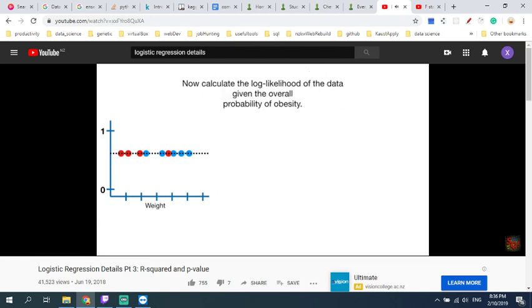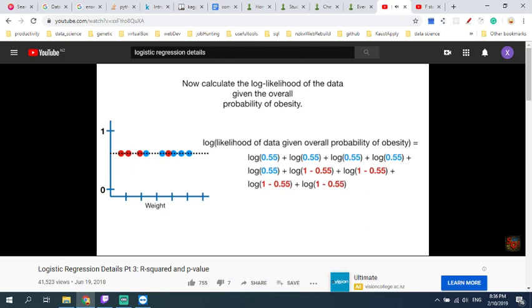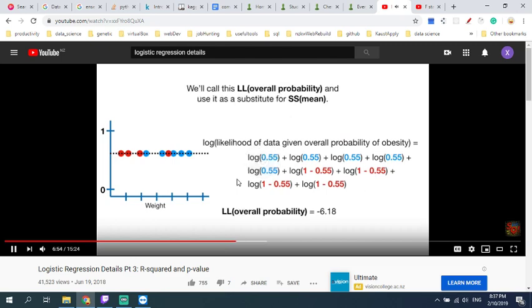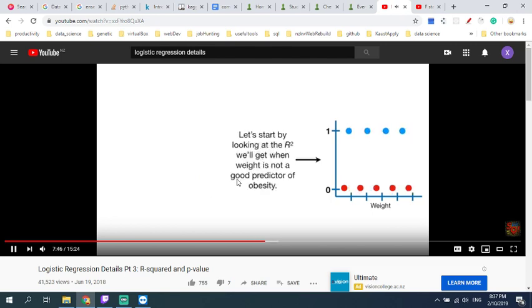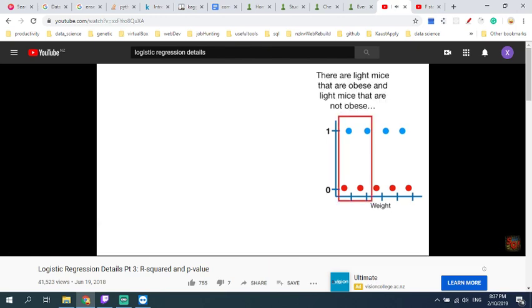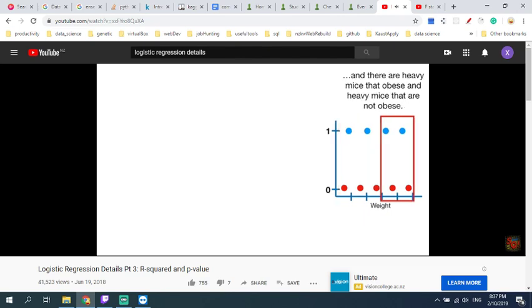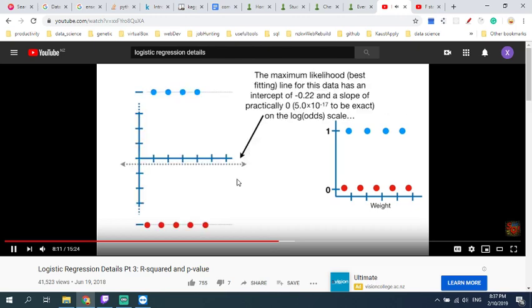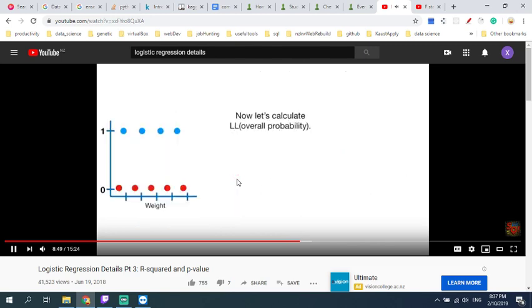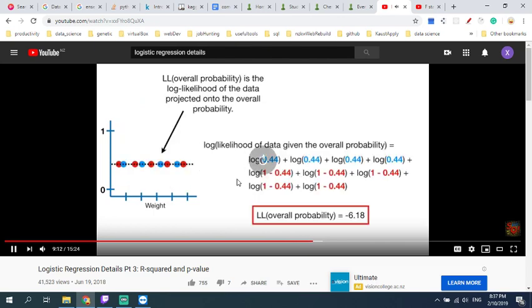Now calculate the log likelihood of the data given the overall probability of obesity. This gives us -6.18. That is LL overall probability. Looking at the data, we can see that weight is not a good predictor of obesity. There are light mice that are obese and light mice that are not obese. And there are heavy mice that are obese and heavy mice that are not obese. It makes a poor predictor of obesity. With this data, the likelihood of the best fitting line on the log odds scale, LL fit, is about the same as LL overall probability, so we get an R squared near 0.